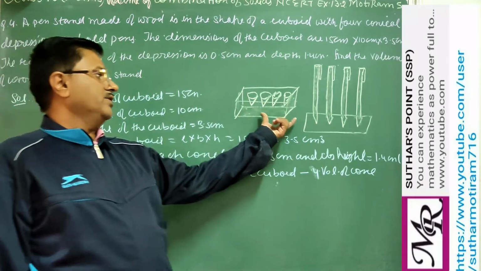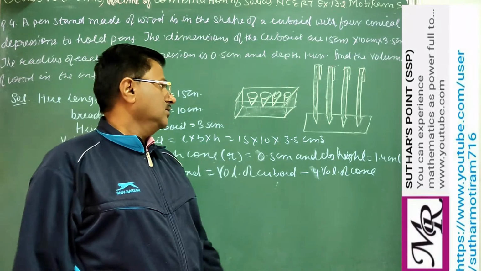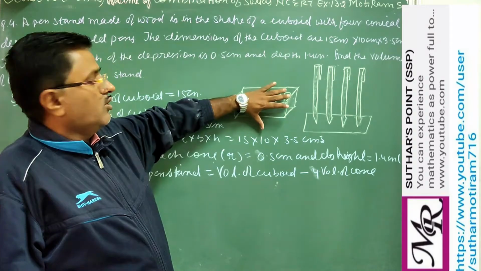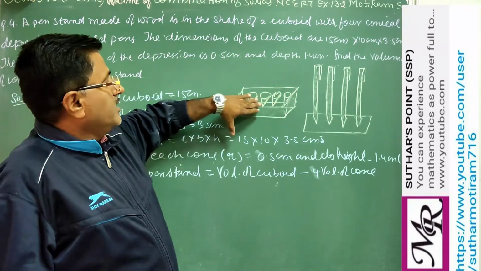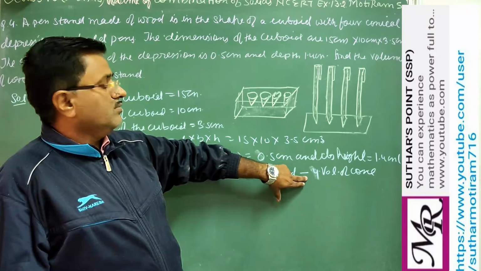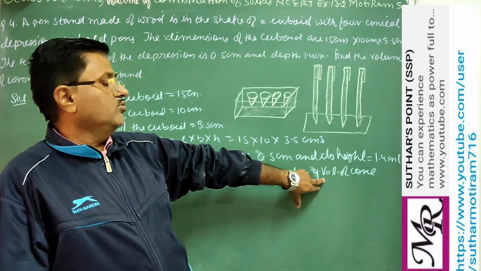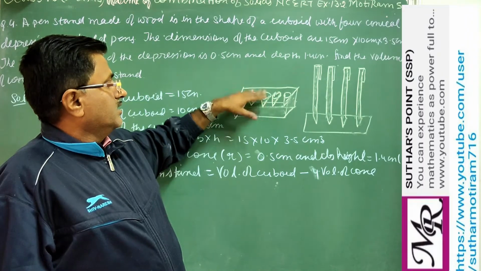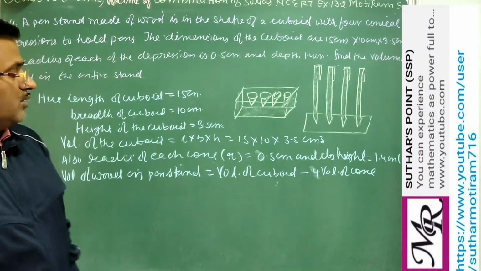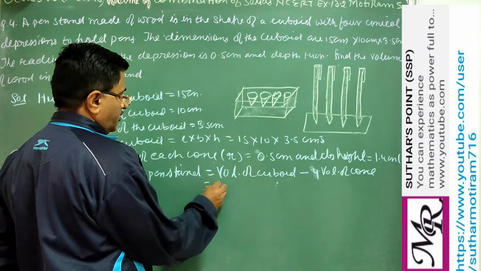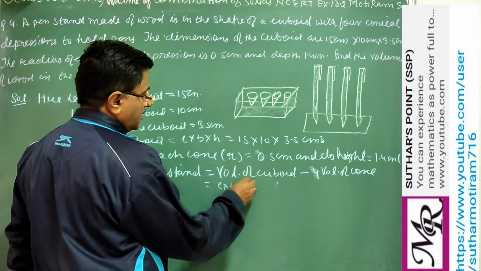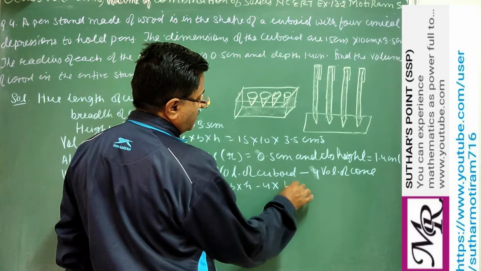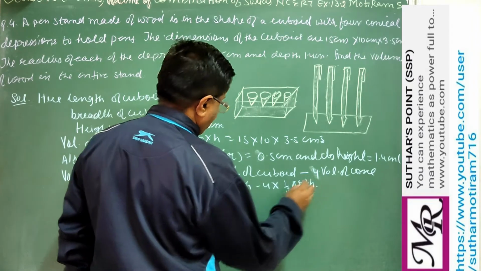So what is the quantity of the wood in the cuboidal stand? That is, the volume of the cuboid minus 4 into the volume of a cone. So these 4 depressions are there, that's why we write this. Now we know the formula: volume of cuboid is LBH, minus 4 into the volume of a cone, which is 1 by 3 pi r square h.